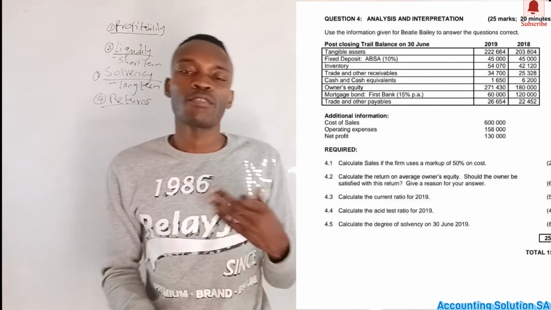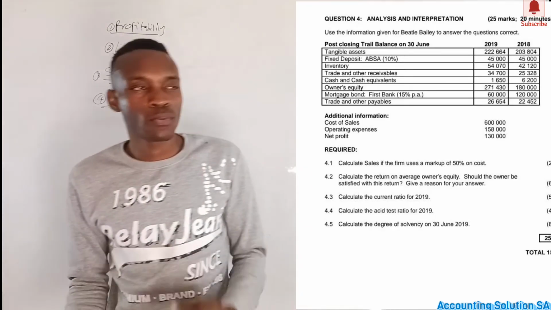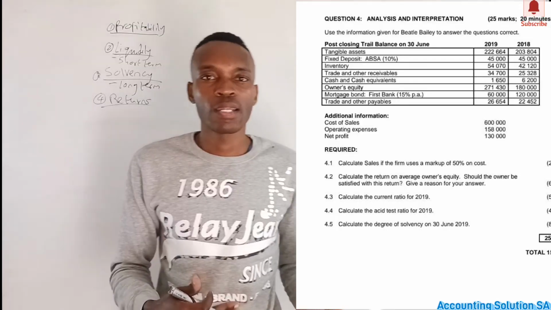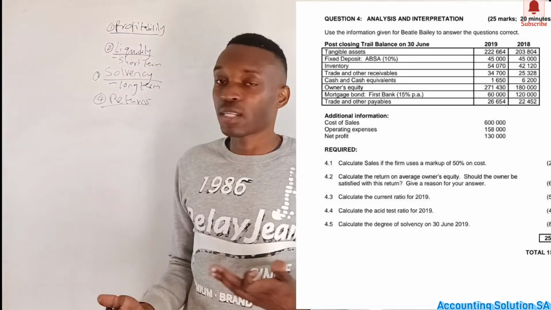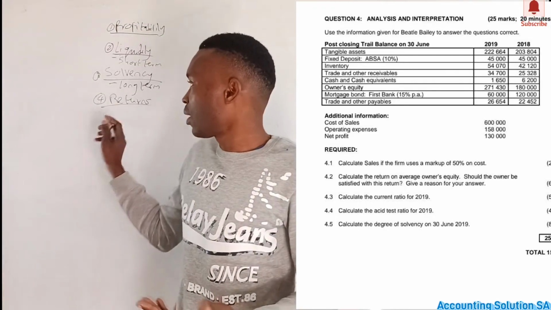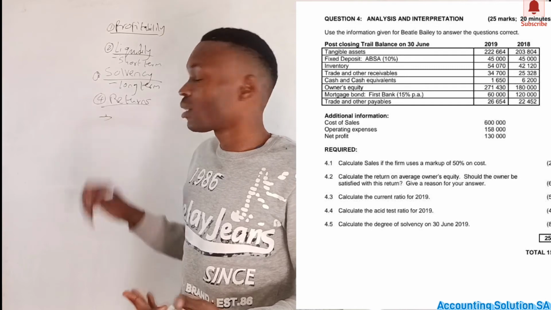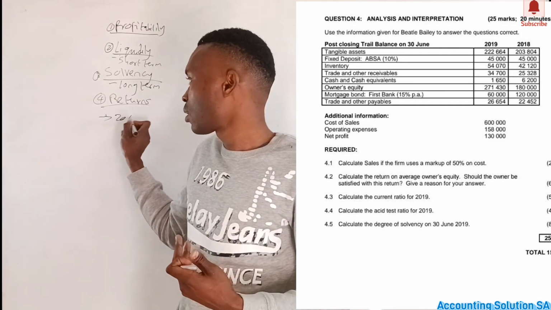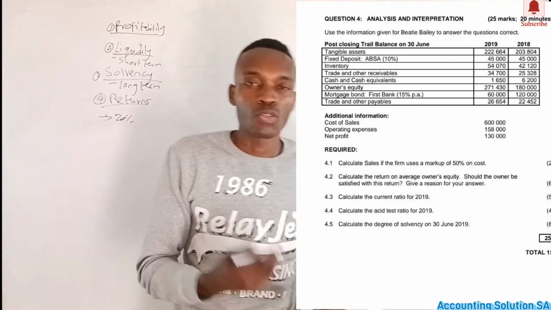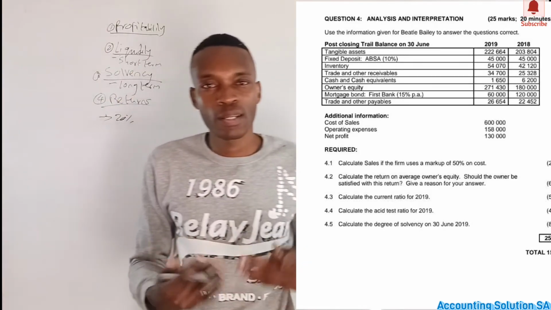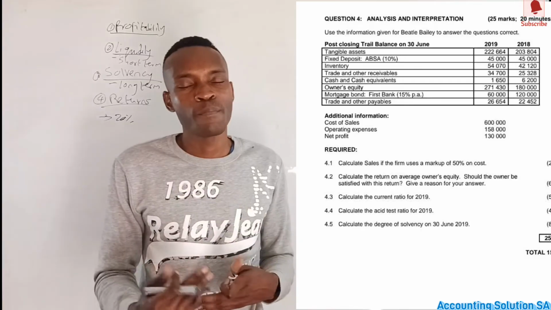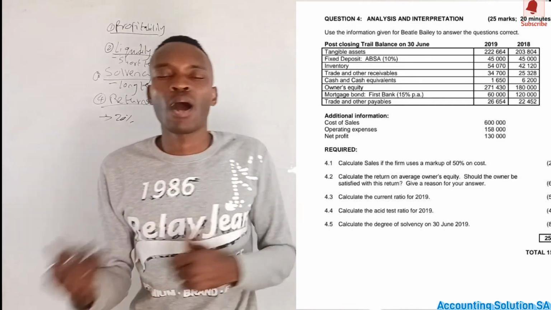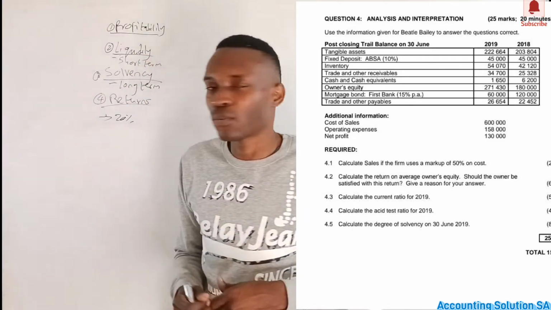All right, then the other one that we are going to deal with is returns. So it's very important to also calculate if the owner is going to be satisfied with the return that the owner has. For example, we can calculate and maybe we get that the owner is getting 20% return. So you must be able to comment if the owner is going to be satisfied or not. How do you comment? Let's go to this part now. How do we comment? Very simple.